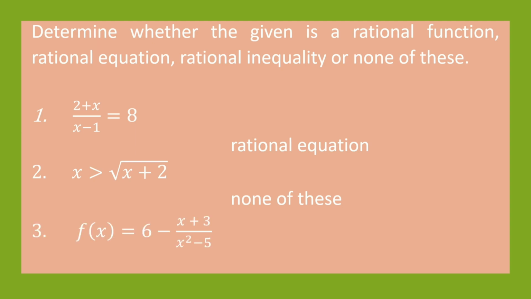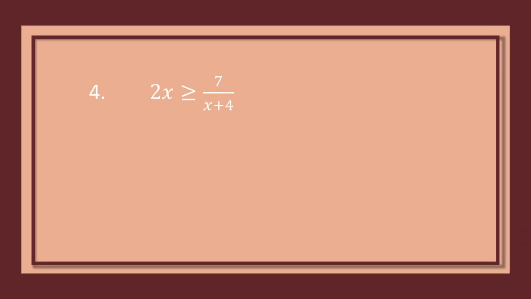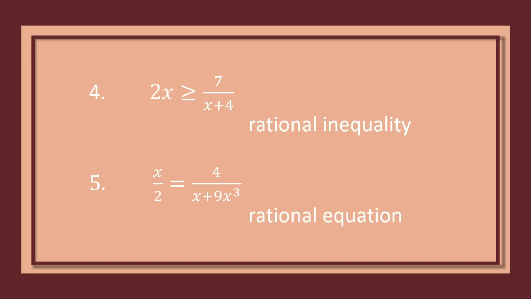Number 3. f of x is equal to 6 minus the quotient of x plus 3 and x squared minus 5. And that is a rational function. Number 4. 2x is greater than or equal to 7 over x plus 4. That is a rational inequality. Number 5. x over 2 equals 4 over x plus 9x cubed. It's a rational equation.